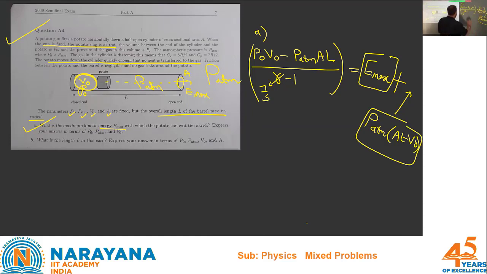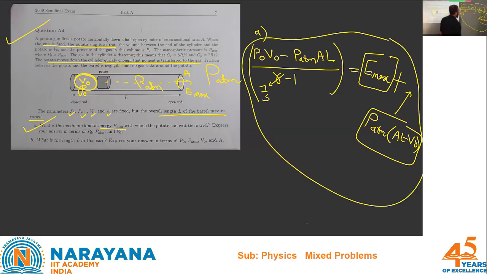LHS is this. Now if I look into this equation correctly, what are the unknown parameters here? Emax, I think we should be able to sort out from this. Check that. The result should have a P naught term, V naught, PATM. So PATM, P naught, V naught. Just observe that the AL term is not coming in the final expression.